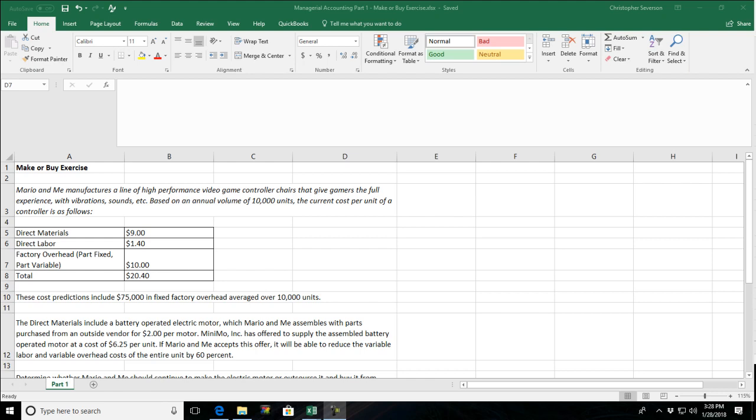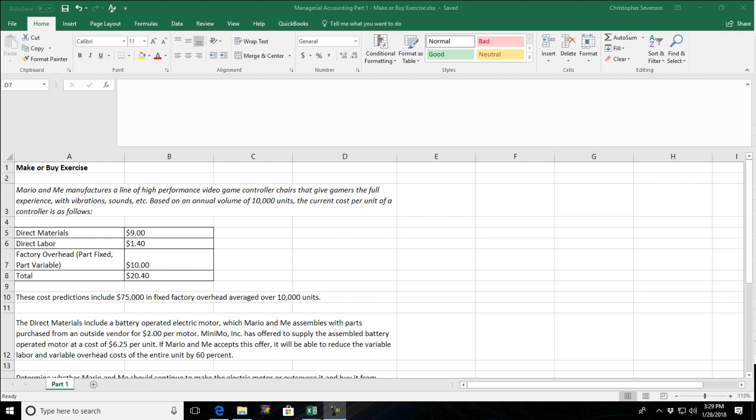Mario and Me manufactures a line of high-performance video game controllers, the chairs, that give gamers the full experience, including vibration, sounds, etc. Based on an annual volume of 10,000 units, the current cost per unit of a controller chair is as follows. We have direct materials of $9. We have direct labor of $1.40. And now we have the tricky part, the factory overhead. This includes part fixed, part variable, but the total amount is $10.